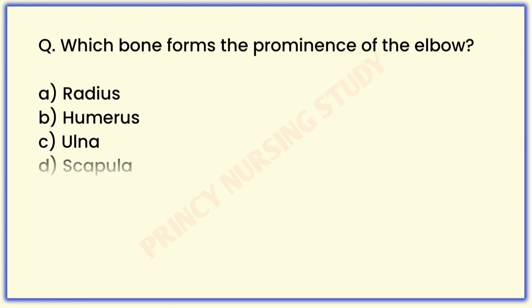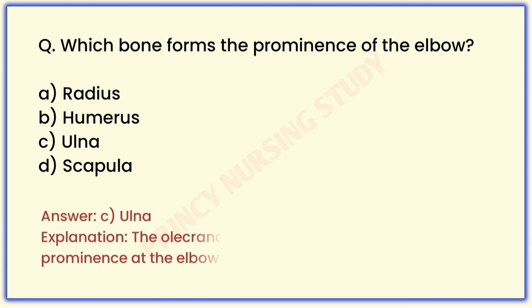Next question. Which bone forms the prominence of the elbow? Correct answer is C. Ulna. The olecranon process of the ulna forms the bony prominence at the elbow.